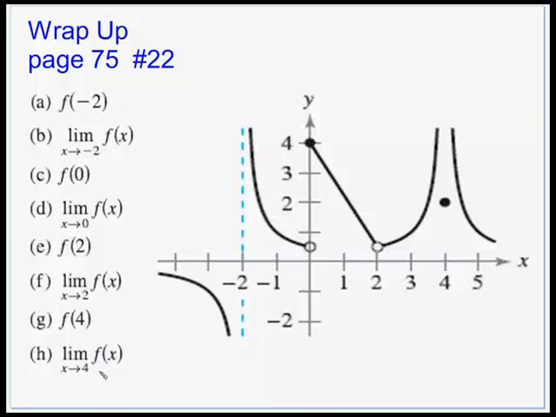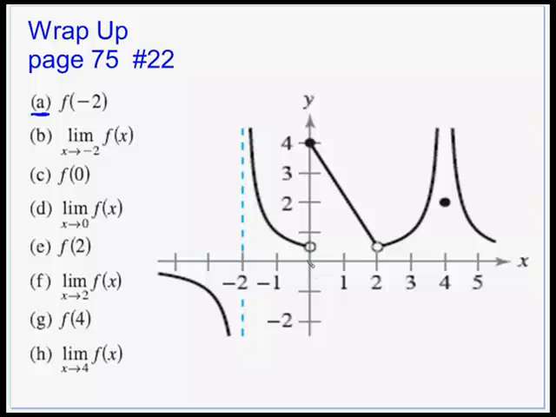So let's do a quick little wrap up here, just some quick examples. This will help out with some problems in the book. And hopefully you'll see the difference between the value of the function and the limit as we approach that same value. So I look here at part A. What is f of negative 2?